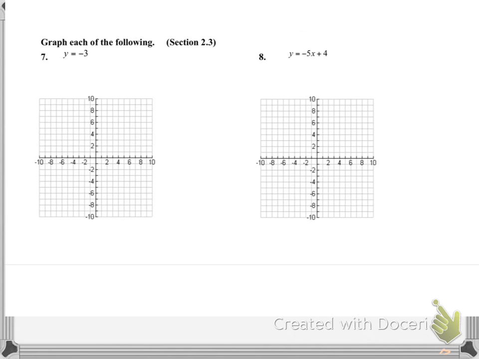Graph each of the following. We're actually going to start with number 8, and then we're going to move on to number 7. Let me make these a little bit larger. So for number 8, this is in y equals mx plus b form. B is your y-intercept. M is your slope.